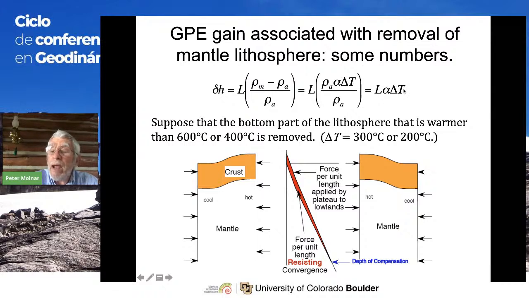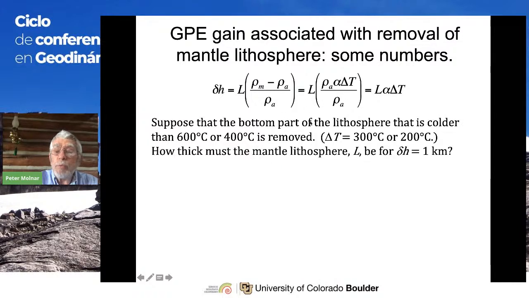If you change by an average temperature of some amount, multiply by the coefficient of thermal expansion times the thickness of the layer, the layer gets longer by this amount, delta H. And because it's isostasy, the surface then must go up. So suppose we did this, how thick must the mantle lithosphere be for delta H to be 1 kilometer? We put 1 kilometer in here.